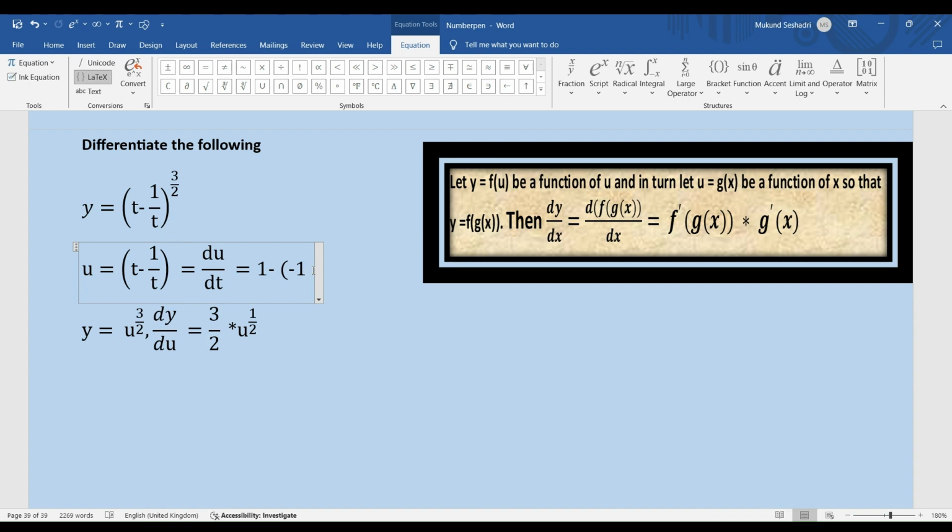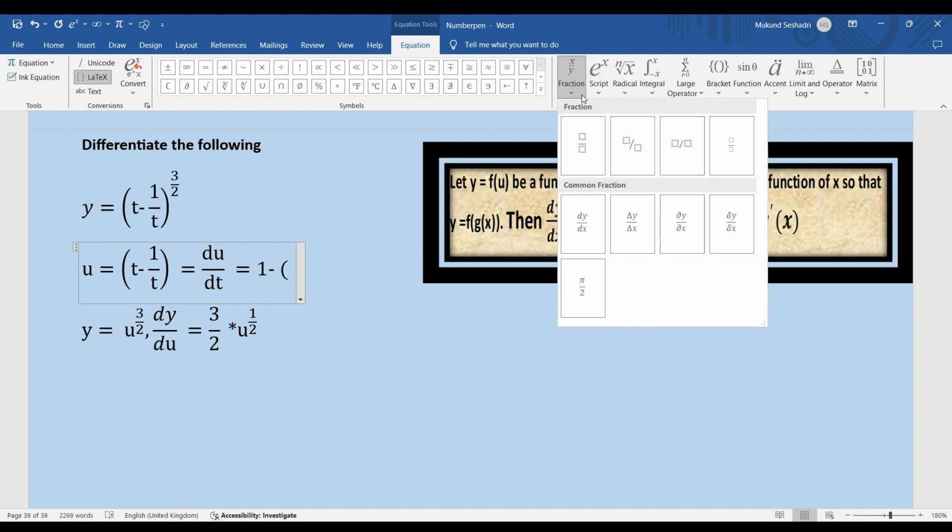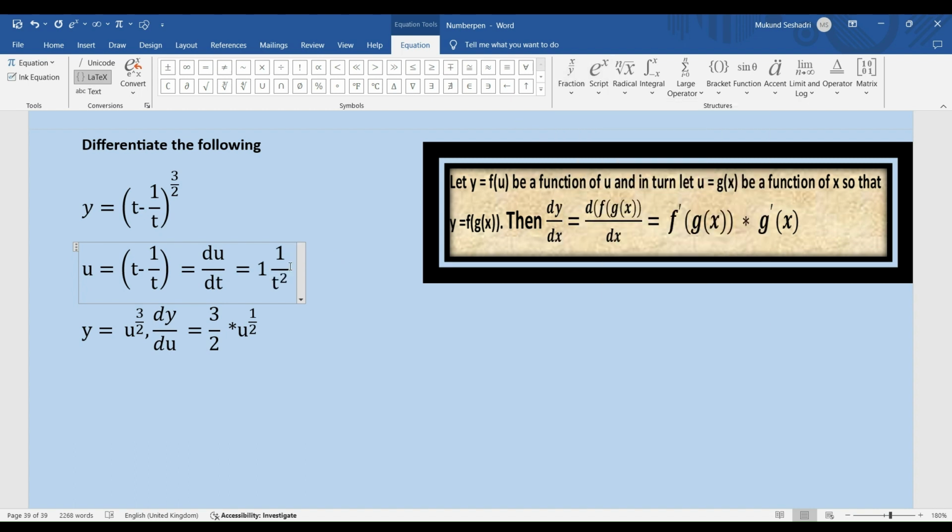And what is my n here? My n is equal to minus 1, right? So what do I get? My minus 1 divided by t square. And then my minus and minus will get cancelled. So here I have a plus, right? So my du by dt is 1 plus 1 by t square. My dy by du is 3 by 2 times square root of u, right?